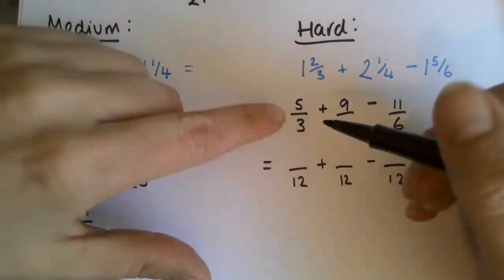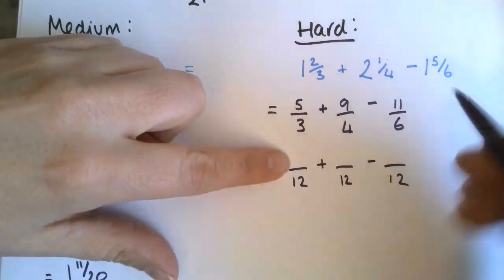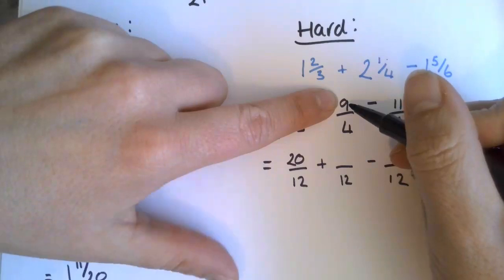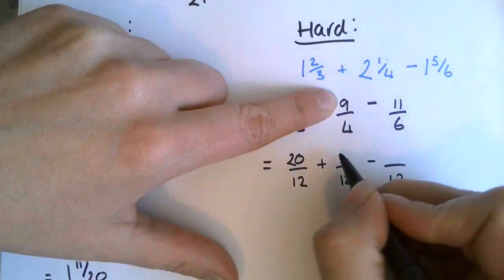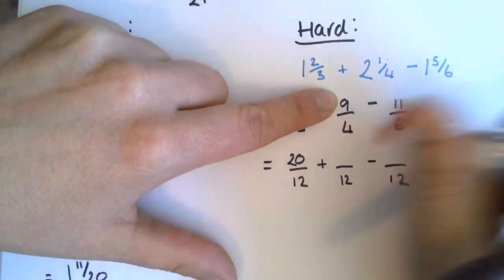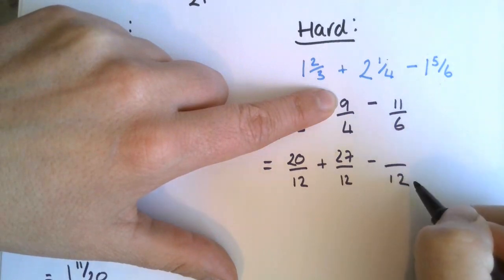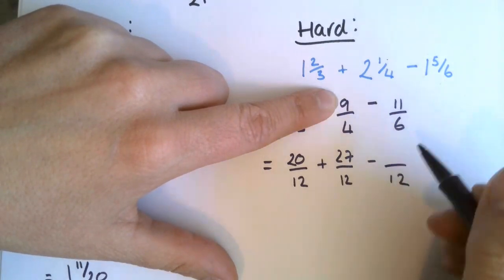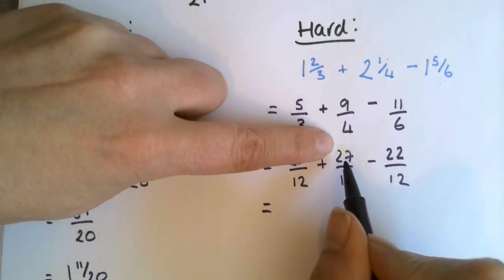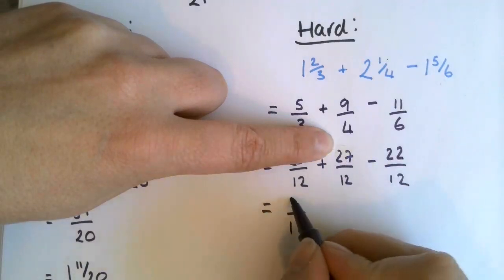So 3 has been multiplied by 4 to give us 12, so we do the same to the 5, so 5 times 4 is 20. 4 has been multiplied by 3, do the same to the 9. 3 times 9 is, oh jeepers, I nearly said 36. 27. 6 has been multiplied by 2 to give us 12, so 11 multiplied by 2 gives us 22. So 20 plus 27 gives us 47, take away 22 gives us 25.